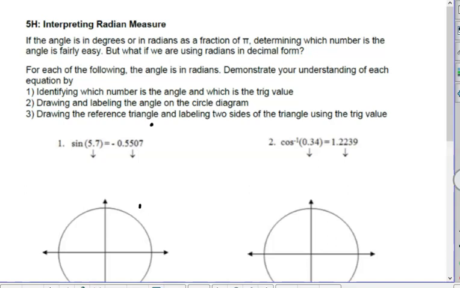Now I want to talk about interpreting radian measure. If the angle is in degrees or radians as a fraction of pi, determining which number is the angle is fairly easy. You can just kind of look at it and see. But what if we're using radians in decimal form?